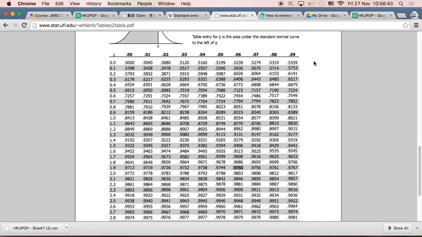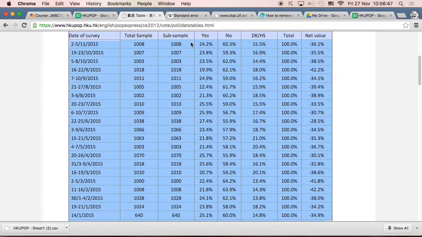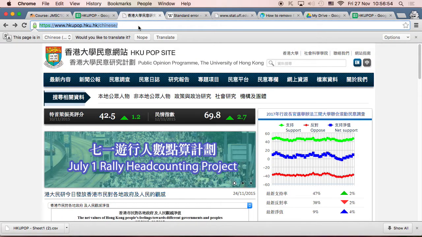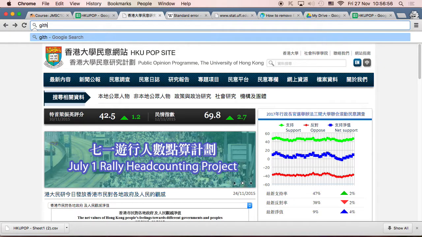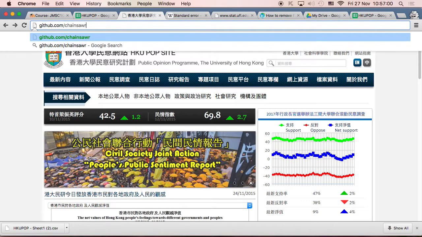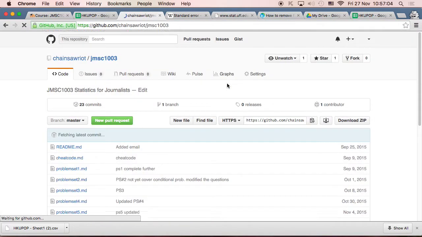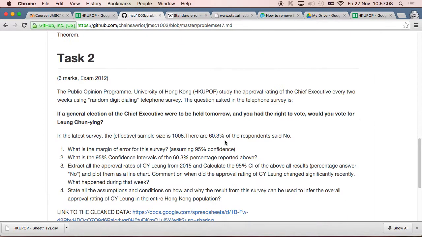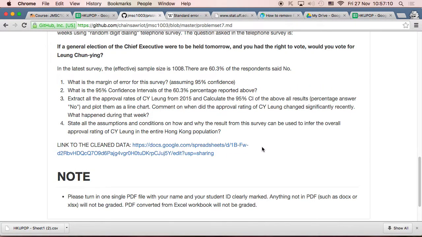So if there is no question, then we can move on to task 2. Task 2 is a straightforward packing numbers into formula kind of question.